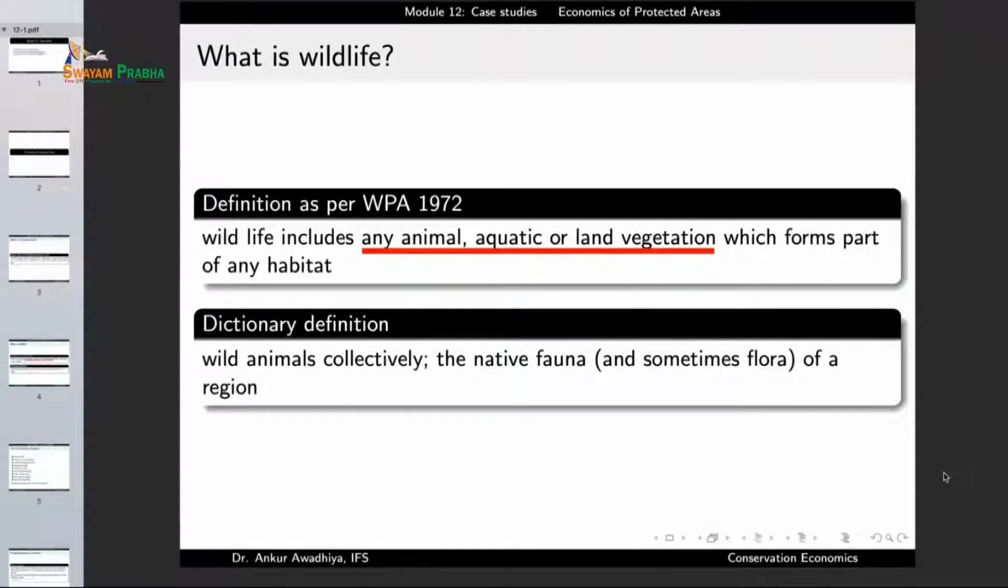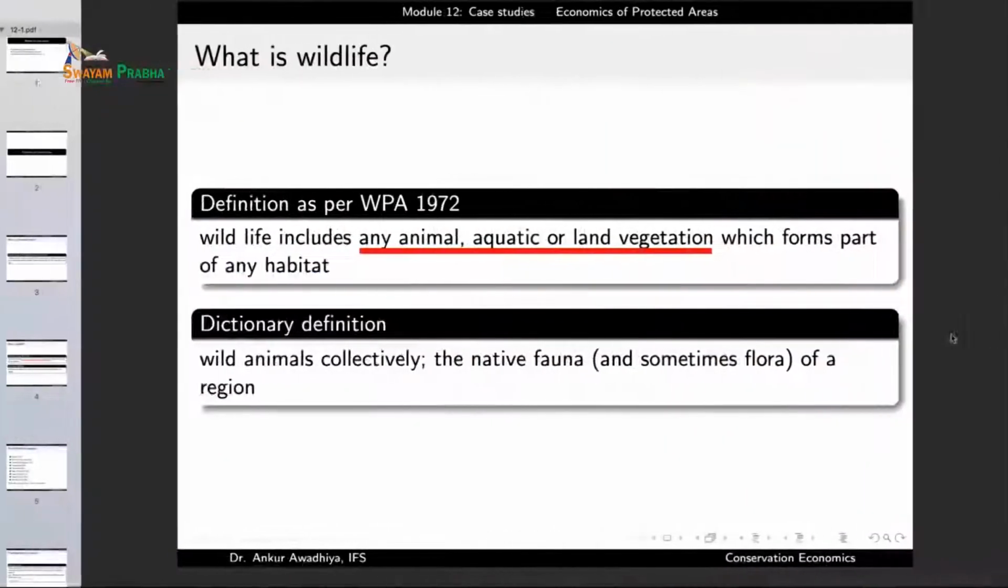And the dictionary definition of wildlife is wild animals collectively or the native fauna and sometimes flora of a region, which means that it is saying that the native fauna, which is the native animals, and the native flora, which is the native plants. So those animals and those plants that are found natively or which are indigenous to an area, if we look at a collection of those, we'll call it wildlife.